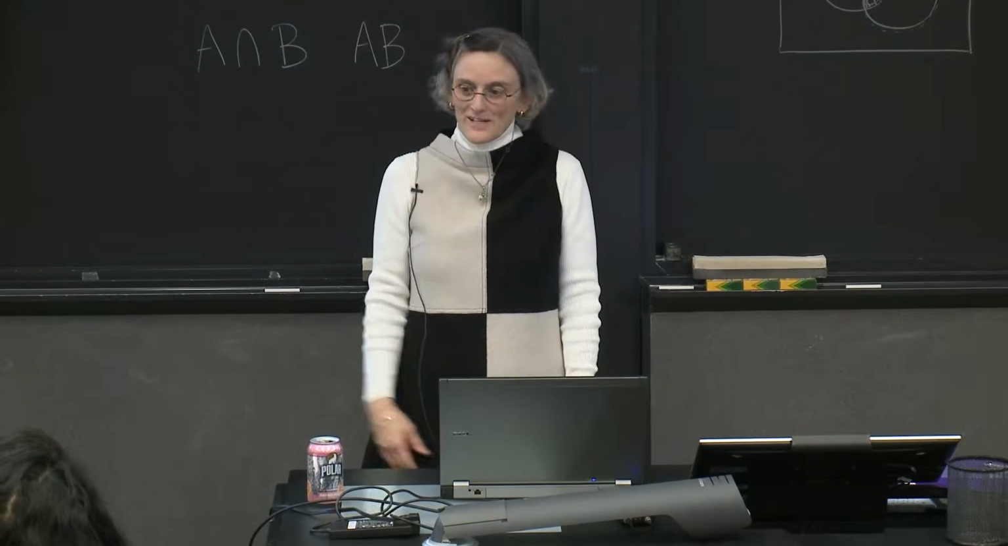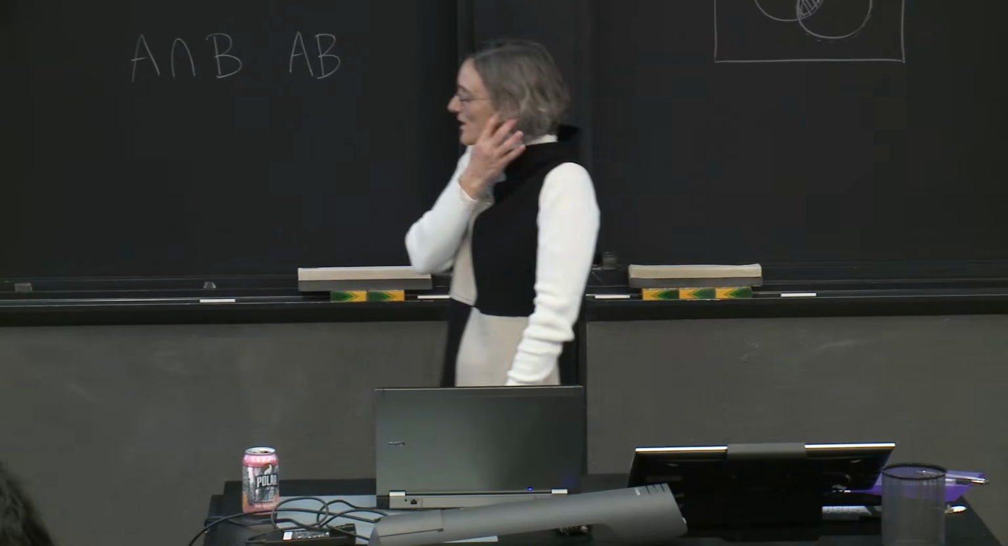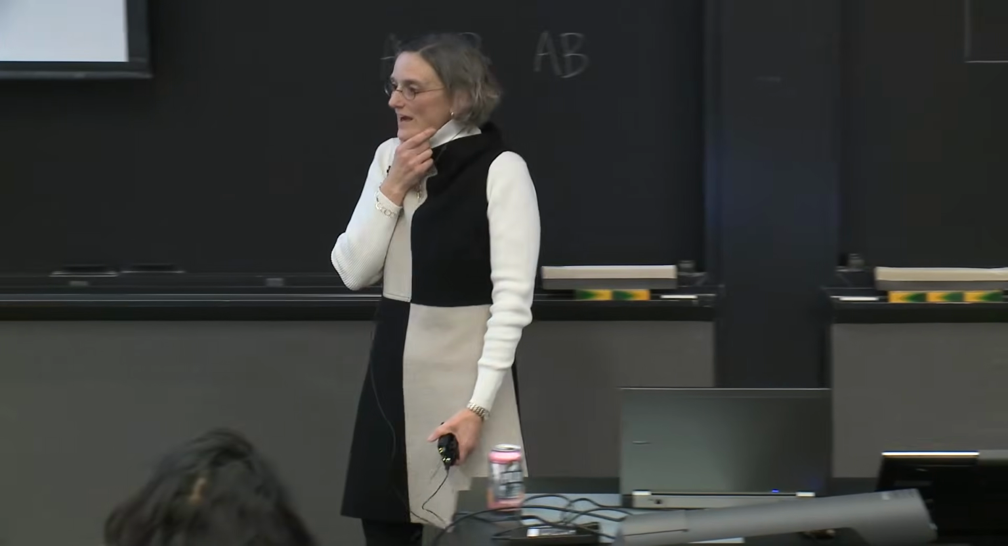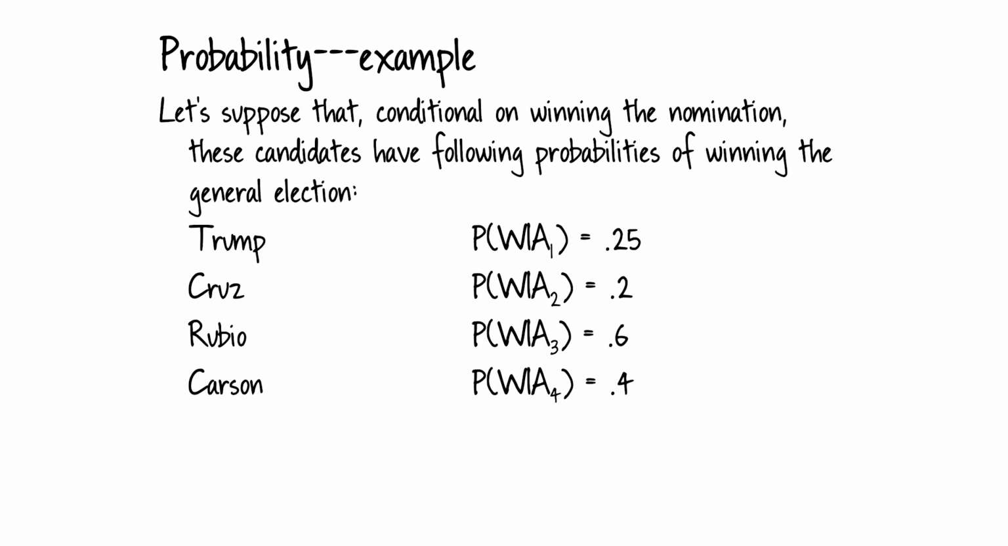Okay, so let me use that tension to inspire an example on conditional probability. Let's suppose that we have 4 candidates with the following probabilities of winning the nomination. The probability of event A1, which is that Donald Trump wins the nomination, is 0.4. The probability of event A2, which is Cruz winning, is 0.3, and so forth.